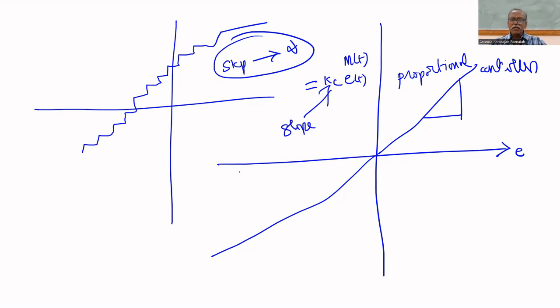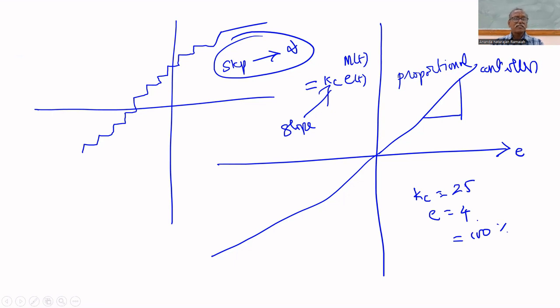Slope multiplied by error. If slope equals 1, and error becomes 100, control output is 100. If slope equals 2, and error becomes 50, control output becomes 100. If slope is 25, what should the error be? Error becomes 4. If slope Kc equals 25 and error equals 4, the controller output will be 100%. So that is called a proportional control. If error is more, controller output is more. So the on-off controller comes to a proportional controller. If the number of steps goes from 2 to infinity, then it becomes a proportional controller.